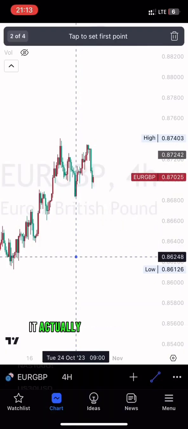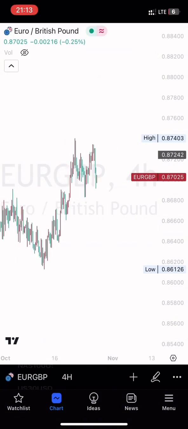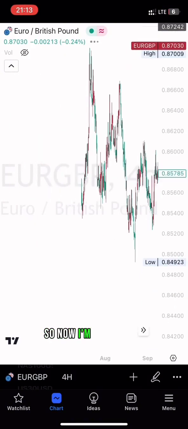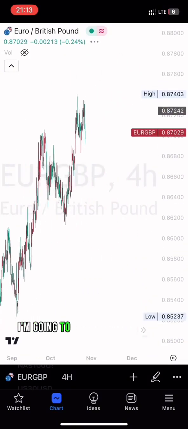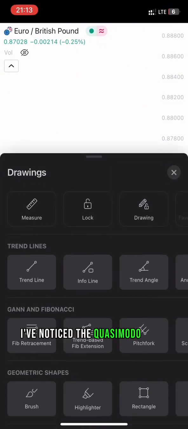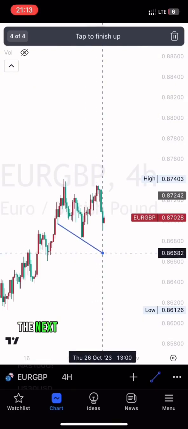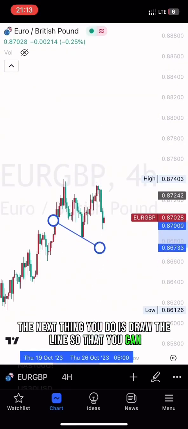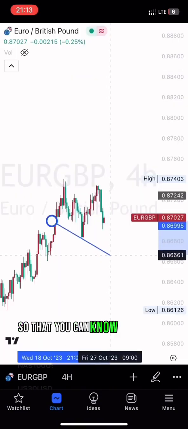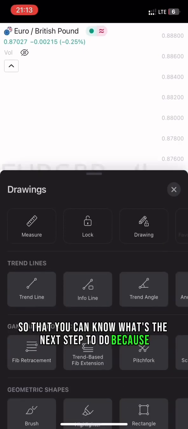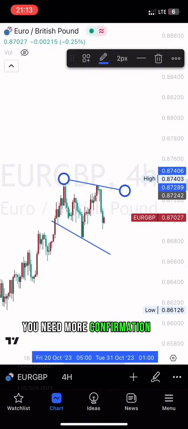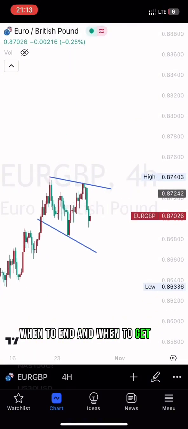So as you can see, it actually went up and I've closed my positions because it has respected my analysis. Now I'm in Euro GBP, and I'm going to be analyzing Euro GBP. In Euro GBP, I've noticed the Quasimodo, right? And when you've noticed the Quasimodo, the next thing you do is draw trend lines so that you can see what type of pattern you are dealing with and know the next step, because you can't just trade the Quasimodo bare on itself. You need more confirmation so that you know when to enter and when to get out.